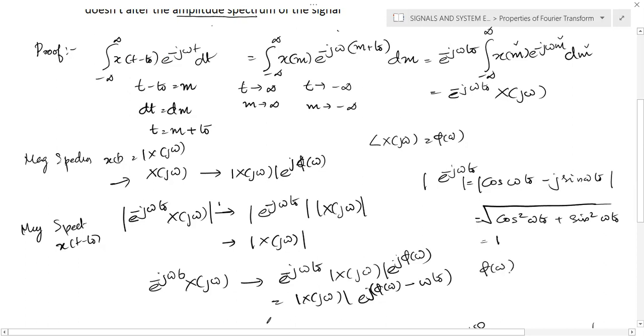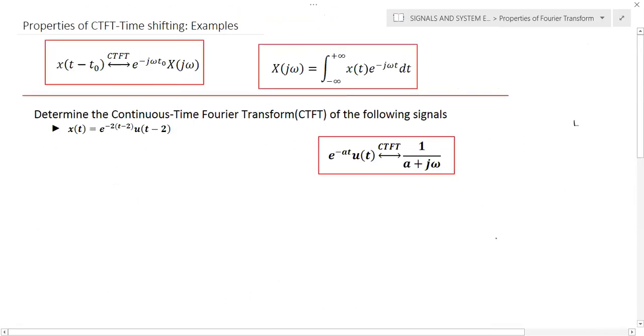Already we know that the phase of the signal X of j omega is phi of omega. That phi of omega is shifted by minus omega t0. So that's why the phase spectrum is shifted by minus omega t0. Okay, that's the meaning of this equation. Now we'll see some problems.